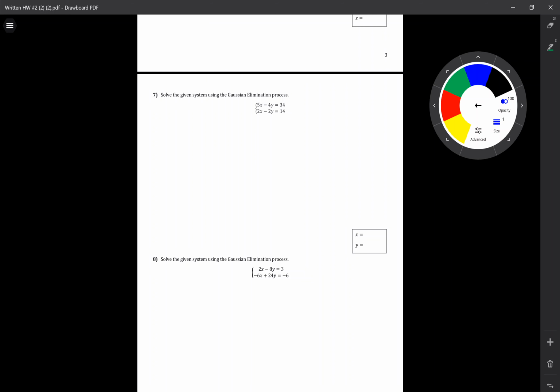So number 7 says to solve the given system using the Gaussian elimination process. The first thing we need to do is rewrite this system in a matrix. So when I write this as a matrix, I copy all of my coefficients over, so I get 5, -4, 2, and -2. And then I have this little line here, and then I get 34 and 14. So this is my system inside a matrix.